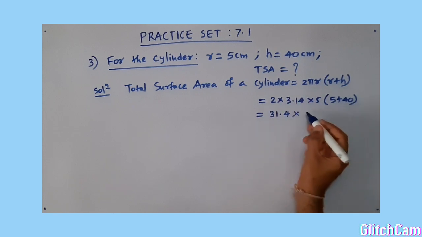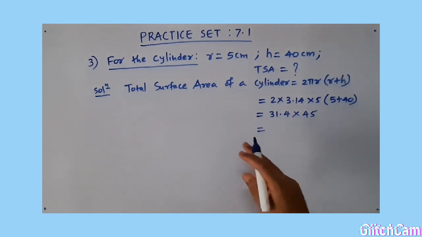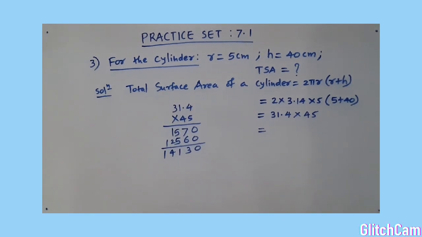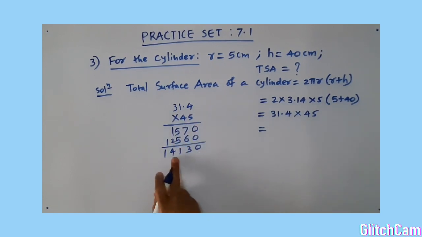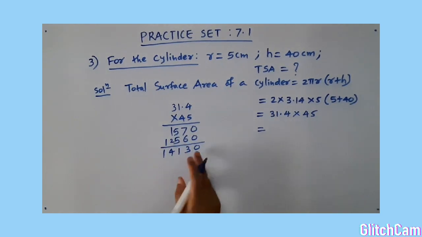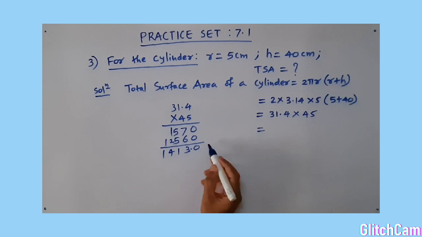40 plus 5 is 45. Okay, now simply we have to multiply this. Do the multiplication yourself. I have done simple multiplication of 314 with 45. It is 14130. But since it is 31.4, I have to put the decimal point after leaving one digit from the backside.